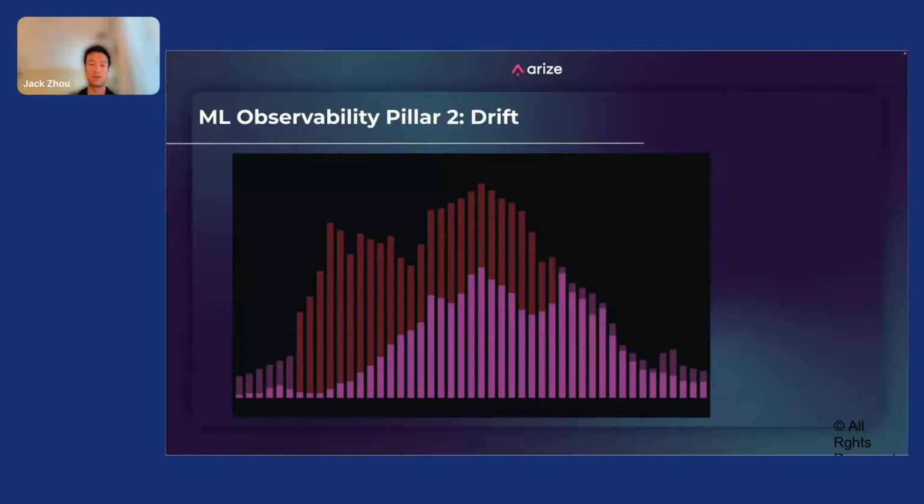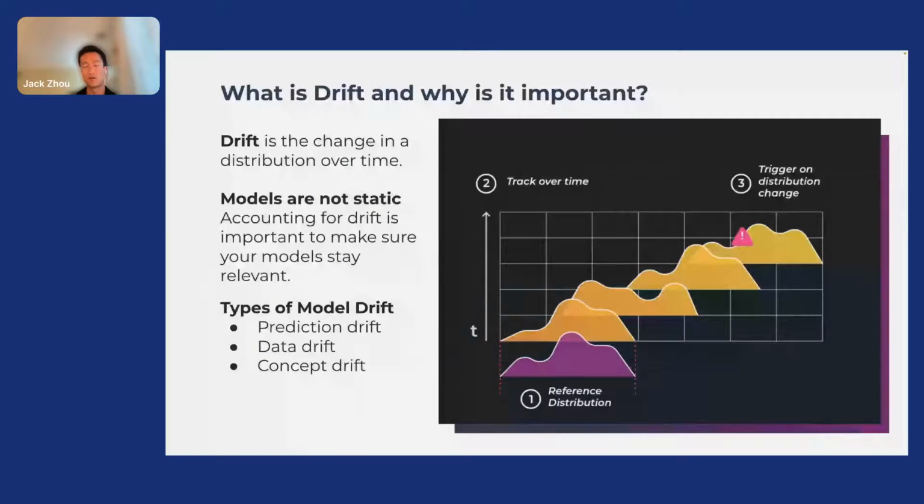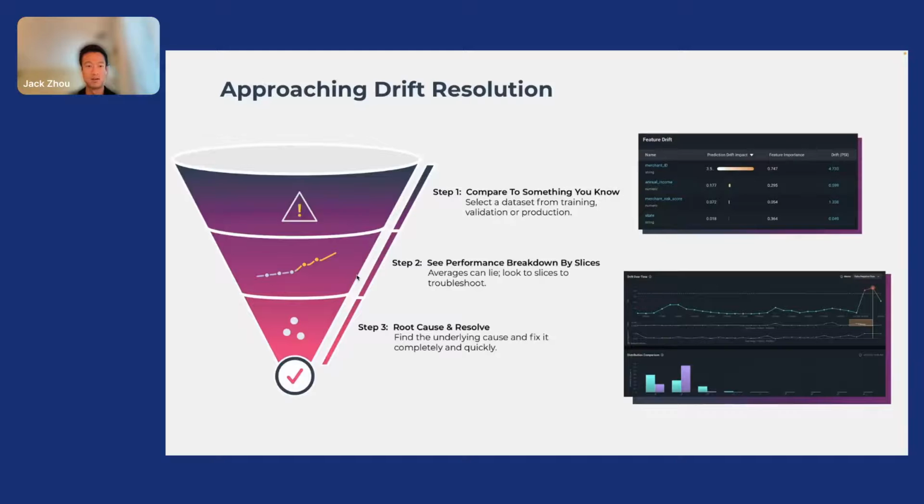The next pillar is drift. And what is drift and why is it important? Drift is defined as the change in a distribution over time. Everyone probably knows that models are not static, features are not static, and in fact, the world is not static. And that falls into 3 categories of model drift, which is prediction drift, data drift, and concept drift. Approaching drift resolution looks very similar to how we approach performance tracing.